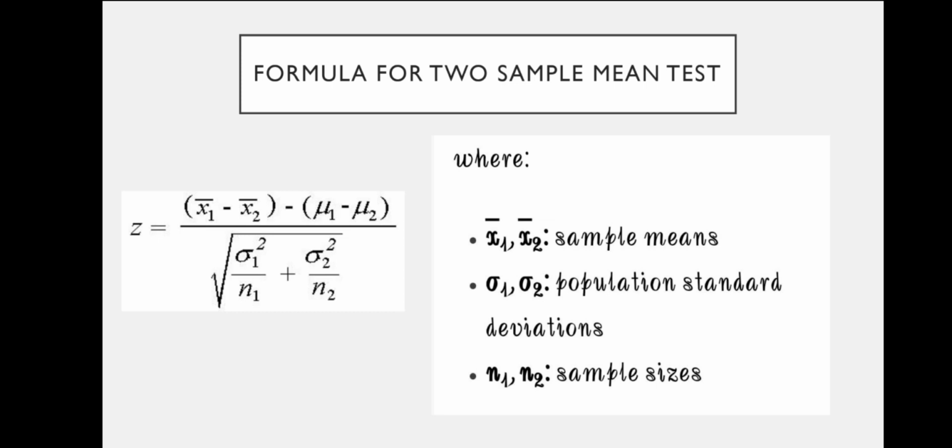How do we use the z-test for a two-sample mean test? The formula for the two-sample mean test is: Z is equal to the quantity of mean sub 1 minus mean sub 2, minus the quantity of population mean sub 1 minus population mean sub 2, all over the square root of population variance sub 1 over sample size sub 1 plus population variance sub 2 over sample size sub 2.